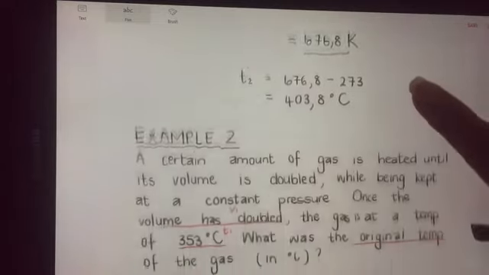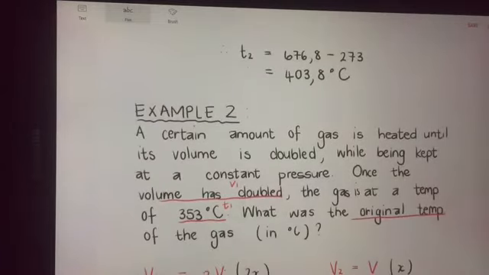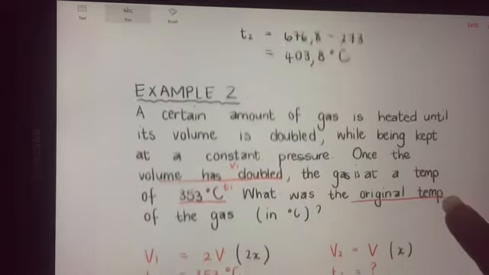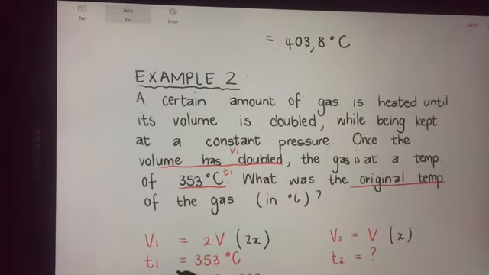And then another example here. A certain amount of gas is heated until its volume is doubled while being kept at a constant pressure. So I don't know what the volume is. I just know that it's doubled. So I've done it like this. I've said, okay, V1 and V2. One must just be V and the other one must be 2V. Or if you want to use X, the one must be X and the one must be 2X.